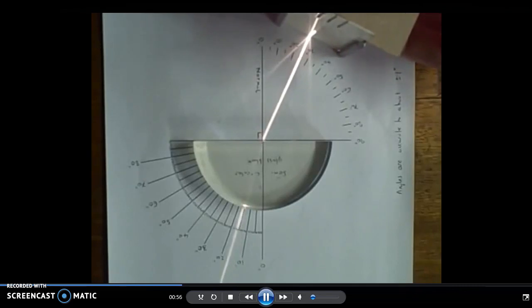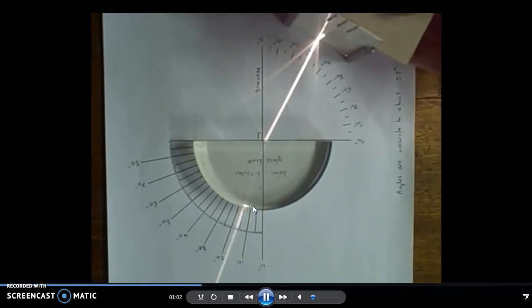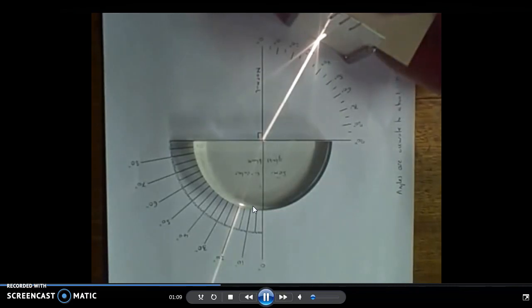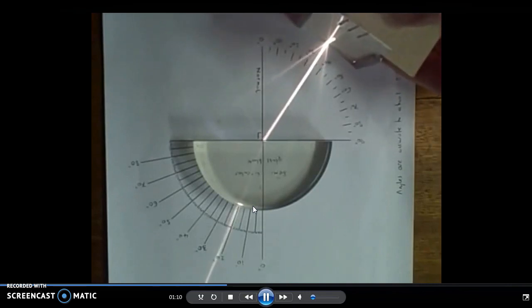You can see that when the incident angle increases, the refracted angle also increases. But they are not equal. They are not directly proportional. So how to find the relationship?